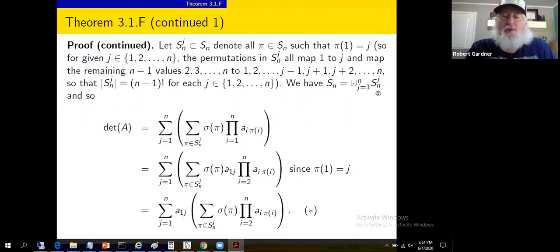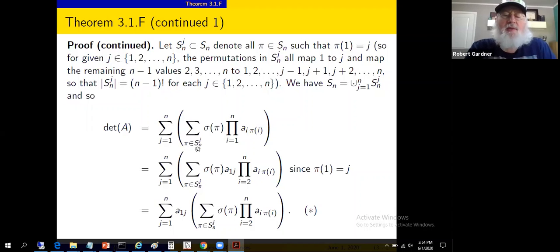I really want to shift from S sub n to basically S sub n minus 1, because we want to talk about some determinants of minor matrices, n minus 1 by n minus 1 matrices. But all we've done here is notationally shift from elements of S sub n to elements of these S sub n super J's. Okay, so that gives us something of this sort, double summations there.